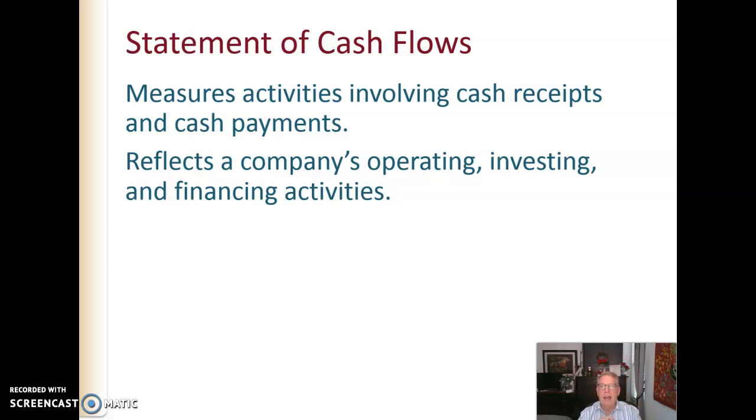Now, our statement of cash flows. This is the last of the financial statements, and it measures those activities that involve cash receipts, money that we've received, and cash payments, money that we've paid. Sometimes we call that disbursements. Sometimes we call it cash in and cash out, but the effect is the same, cash receipts and cash payments. And they break that down into three sections: operating, investing, and financing. So that's our statement of cash flows.